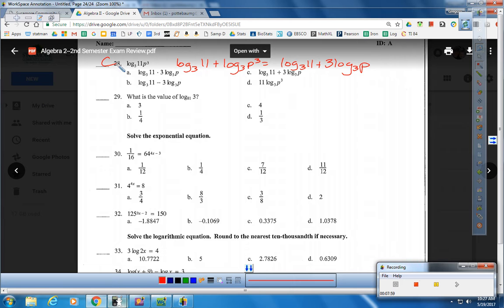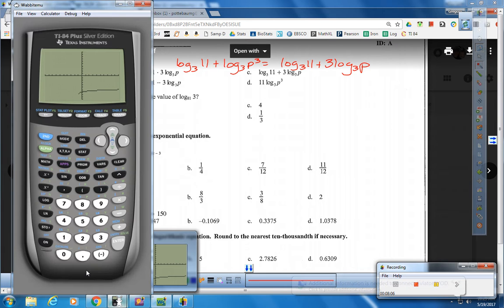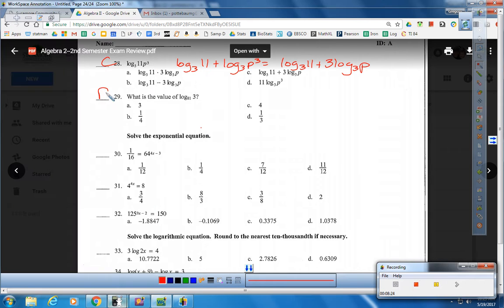This one, directly in the calculator, log base 81 of 3. I'll show you using the change of base formula. So it's log 3 divided by log 81. And that's 0.25. If we have to change it to a fraction, it's 1 over 4. So the answer to that one is B.